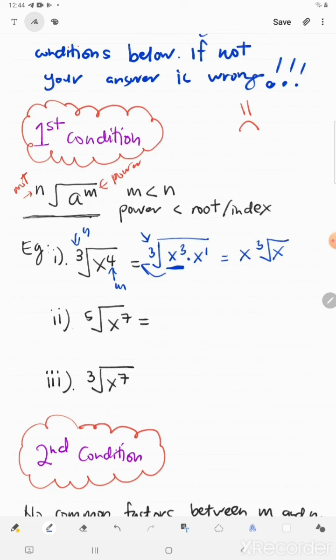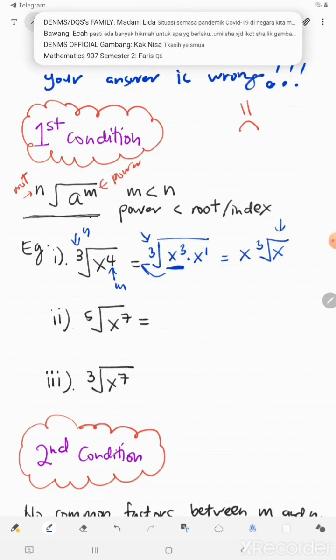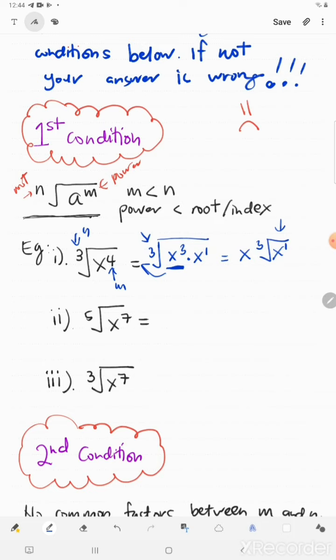x. Okay, meaning we double check. Now we still have a radical sign. So when there is a radical sign, the power here is 1 and 3. So does this satisfy condition number 1? The answer is yes, where m is equal to 1 and n is equal to 3. So therefore m is less than n. So it is already rationalized. I hope you understand.